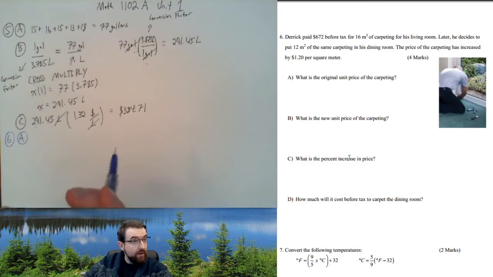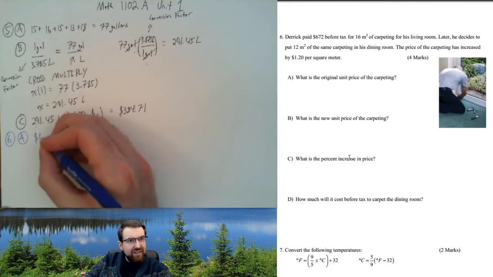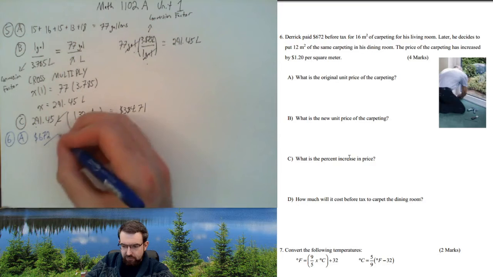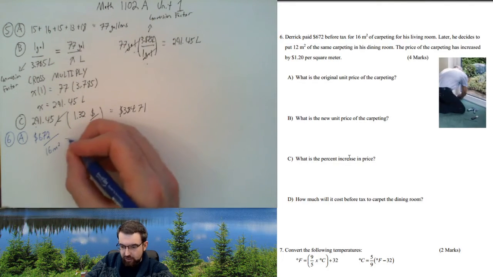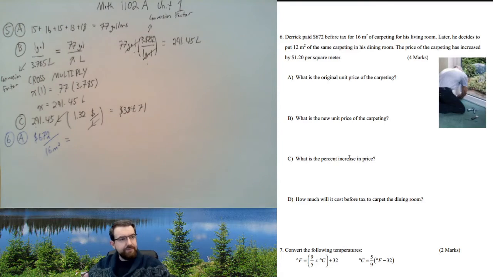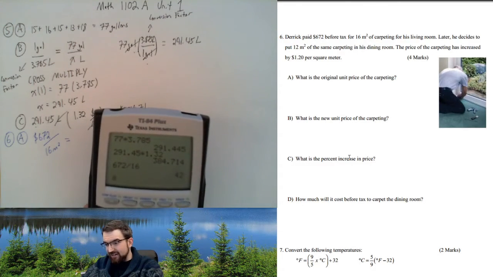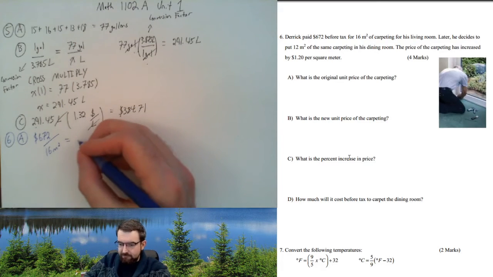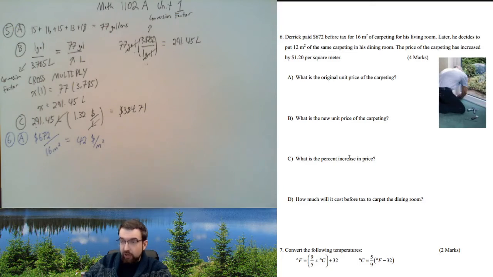Now, Renetta, you definitely understood how to do those ones, right? So the cost is going to be $672 per 16 meters squared. So we're going to divide here. 672 over 16 is going to give us 42 bucks. $42 per square meter, right?